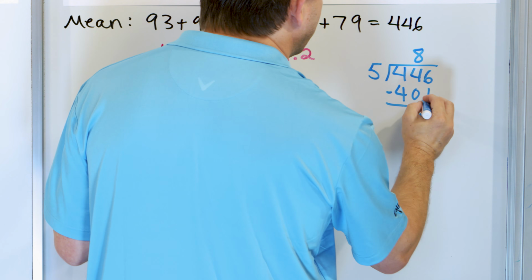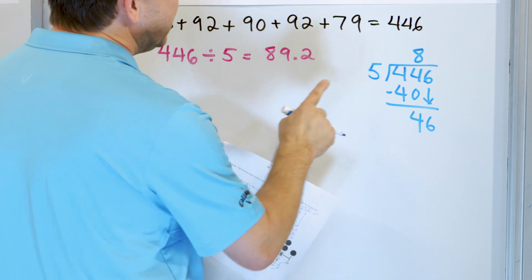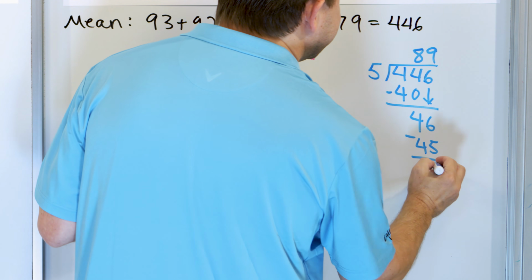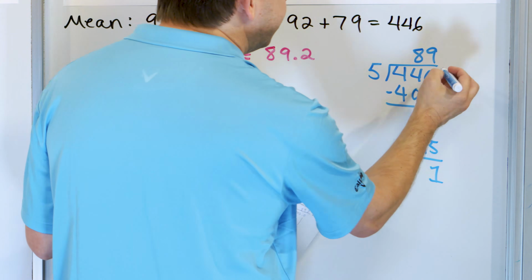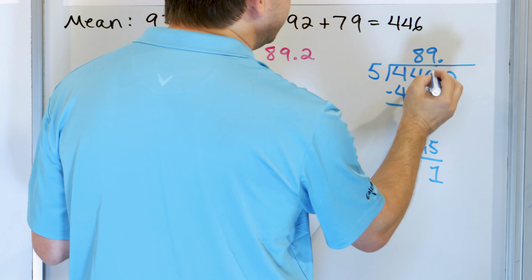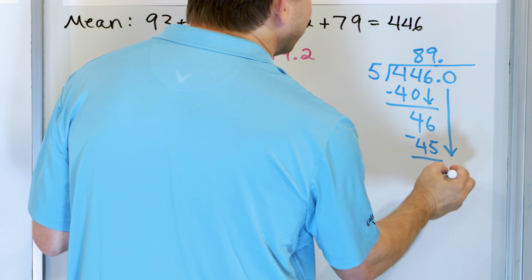You're going to get a difference of 4, and you're going to drag down that 6. 5 times 9 is 45. That's as close as you can get. You're going to get a difference of 1. And I need to keep going because I don't have a remainder of 0. So I'll add a decimal here, and that 0 can then be brought down.